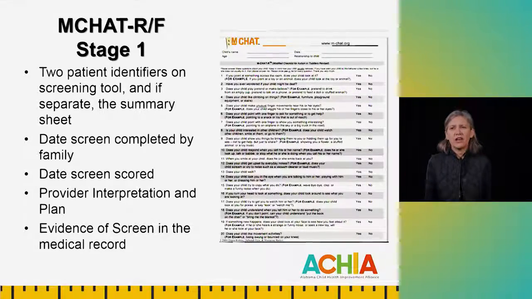Moving on to the MCHAT documentation, you have the same 5 components that you need to take note of. But notice on this version of the MCHAT, you do have the name, but it says the age. Now, age is not a patient identifier, so you need to change that to date of birth to meet the criteria of having 2 patient identifiers on the screen. It also has the same issue. There's only one place for date, but you really need to know the date it was completed and the date that it was scored, which may be the same, but you need to document that. And there's absolutely no place for provider interpretation.